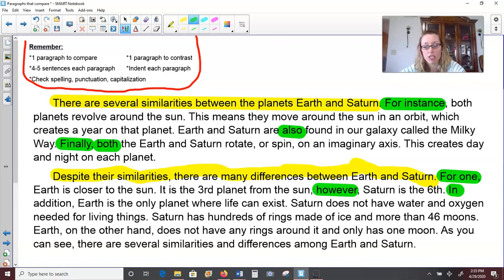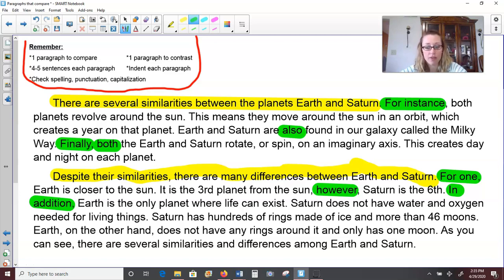In addition, that's just another lead in to tell my next example. In addition, Earth is the only planet where life can exist. Saturn does not have water and oxygen needed for living things. So again, I listed another example of how the two planets are different, and I explained how one is suitable for life, whereas the other does not have what's needed for living things.